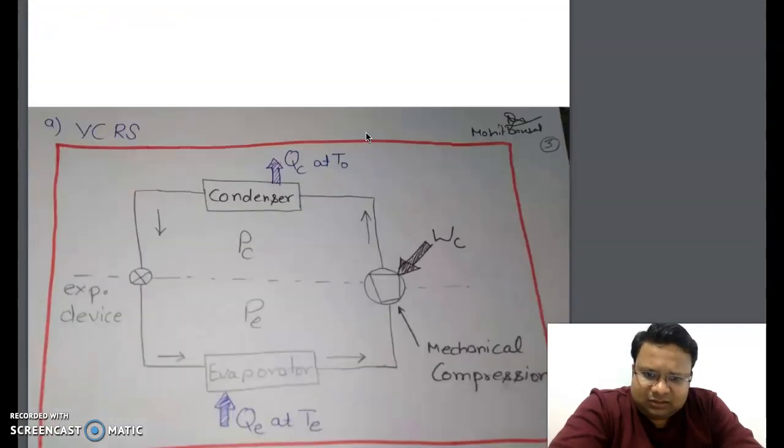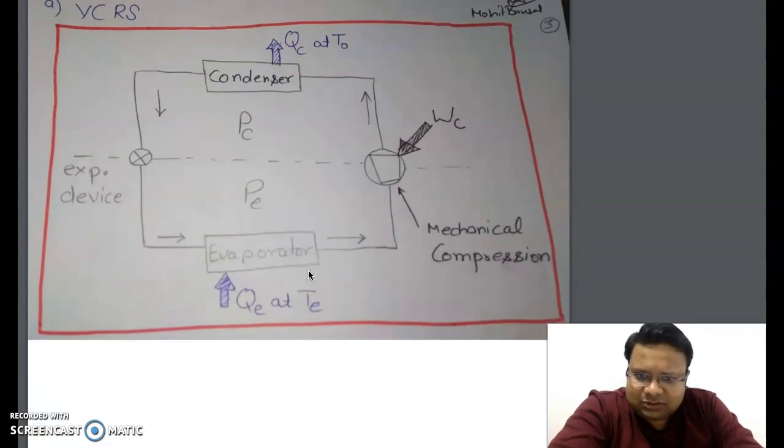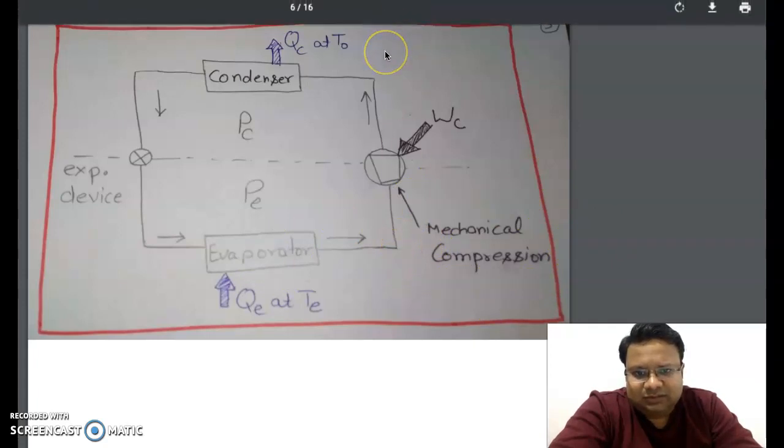So now moving further, the difference between VCRS and VARS. We have seen that VCRS consists of four major parts: condenser, expansion device, evaporator, compressor. So we have two pressure sides. On one side we have condenser pressure, on the other side is where the evaporator is working, that is evaporator pressure, or low pressure. Now this was the mechanical compression, because we have to compress the saturated vapors from low pressure to high pressure, from PE to PC.